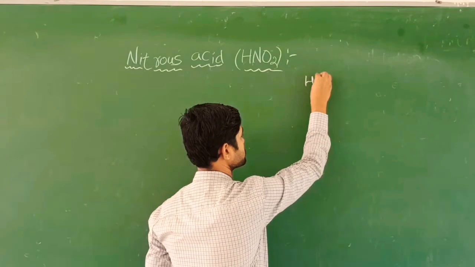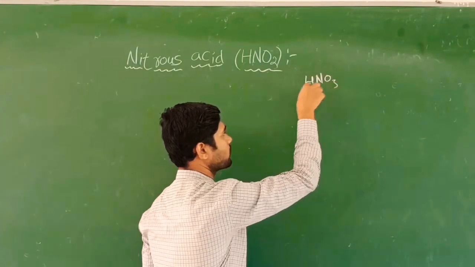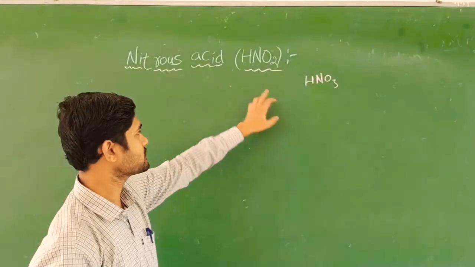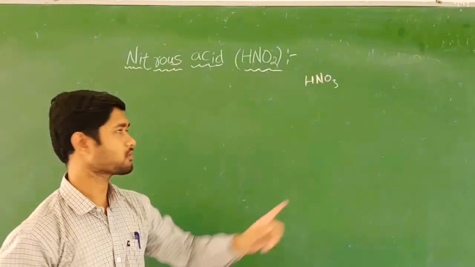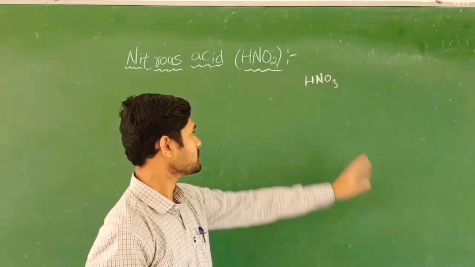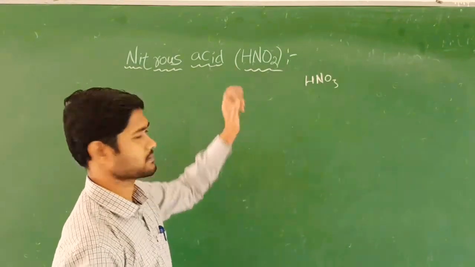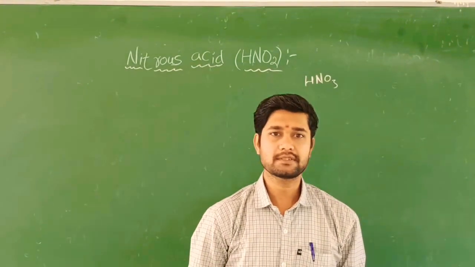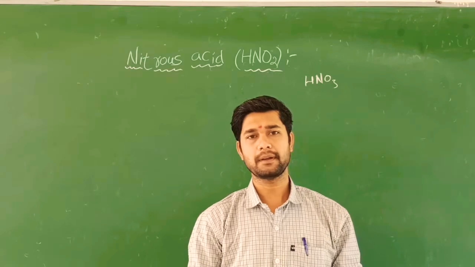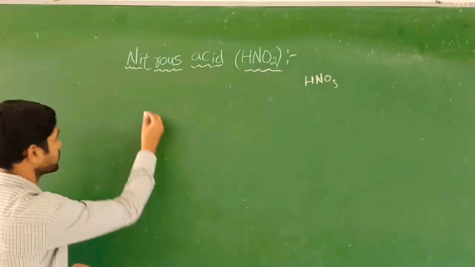So this is HNO3, called nitric acid, and this is called nitrous acid. The only difference is oxygen: an extra oxygen here, and here less oxygen. HNO2 and HNO3: this one is a strong acid and this one is a weak acid. HNO2 is unstable, so it is prepared from sodium nitrite salt.